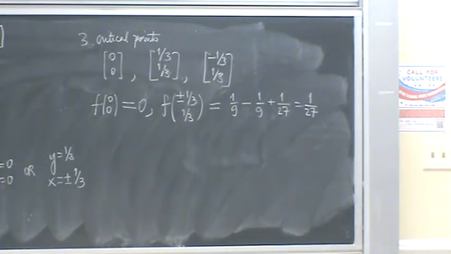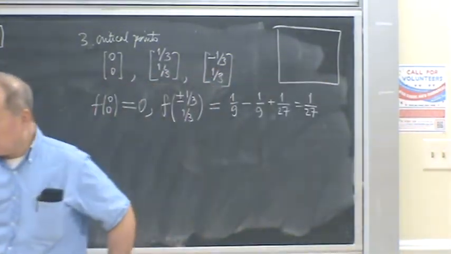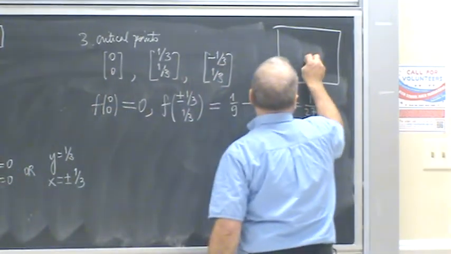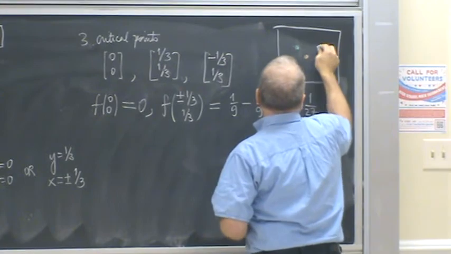No, wait. We gotta do the corners. Oh, rats. So we found in our domain 3 critical points, and I was going to let you go home 5 minutes early. But Dan said, no, wait. Thanks. Yeah, that's safe.